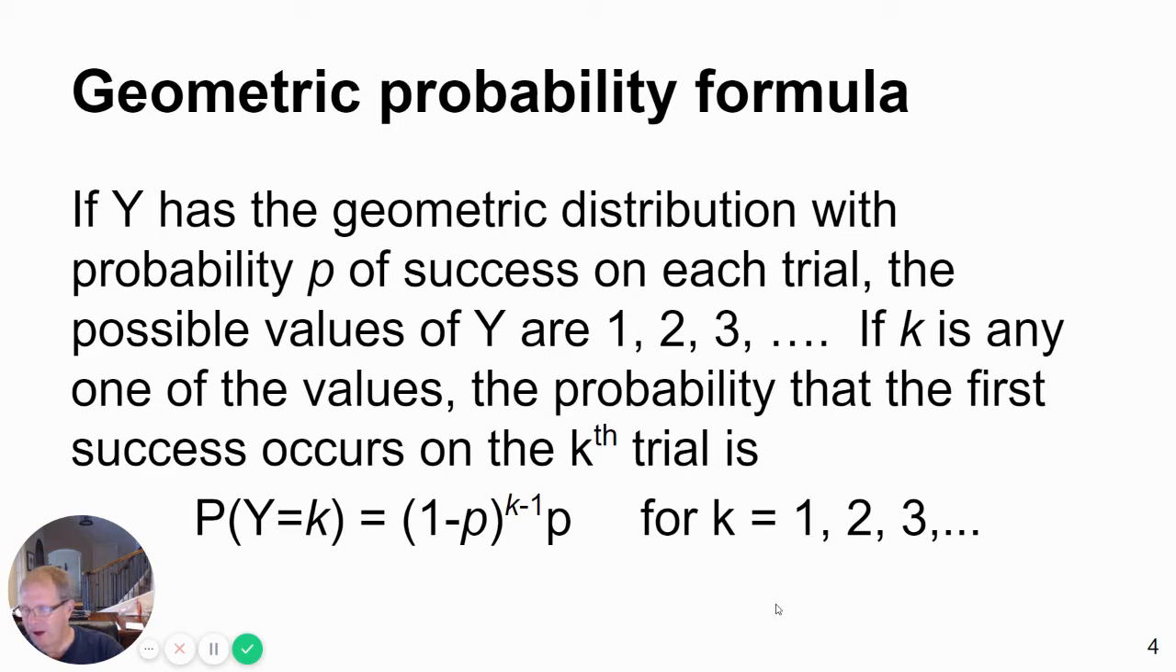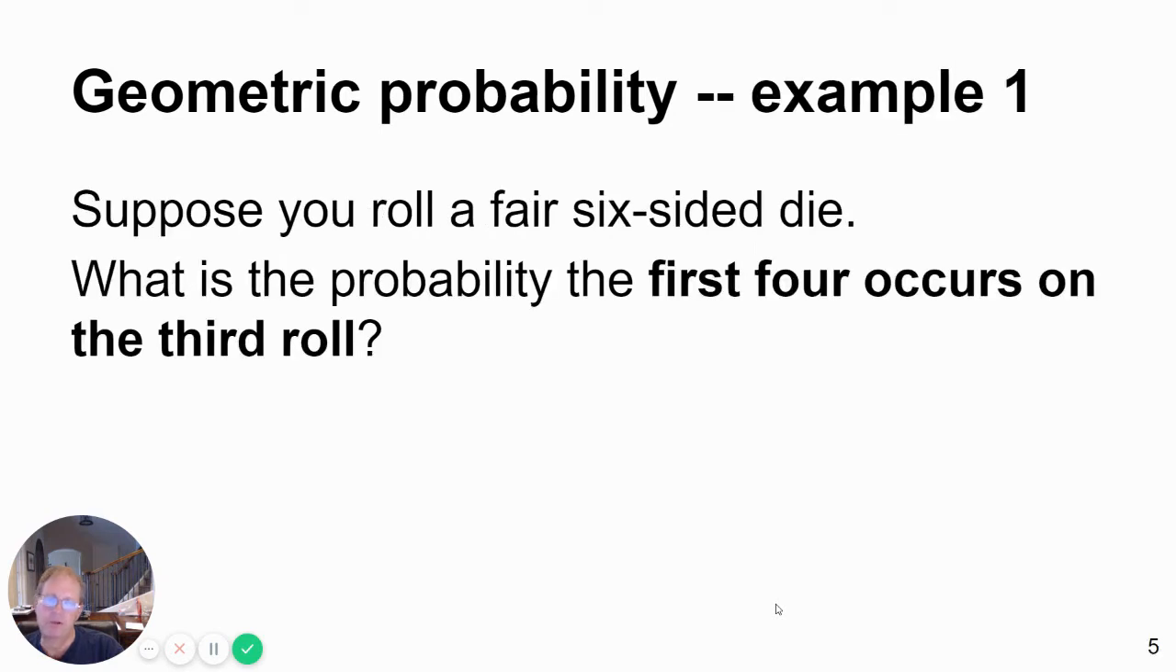Now, this formula is not on the AP Stats formula sheet, but I think you'll find that the probability calculations come pretty easily from basic principles that you already know. Notice here that we have k minus 1 failures followed by 1 success. So the probability that the first success is on the kth trial is the probability of failure, 1 minus p, to the power of k minus 1 times p, the probability of success. That's our formula for geometric probability. Let's use it in an example.